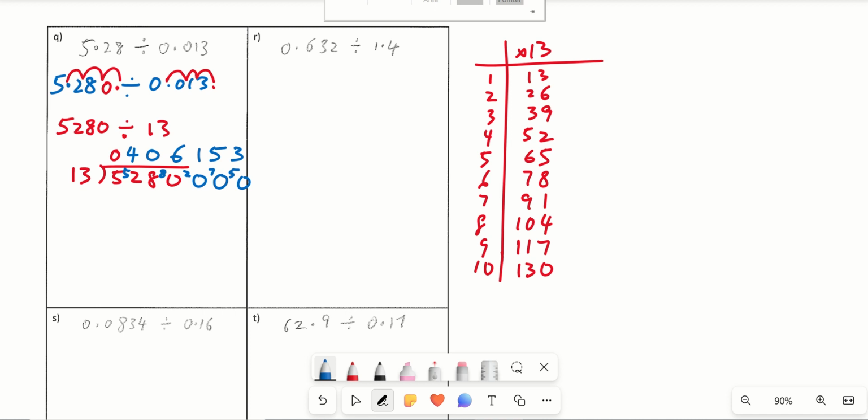So bearing in mind that 5,280 has a decimal point here, it means that the quotient will have the decimal point in the same position. That gives us 406.15. We just round it up to 2 decimal places. So it is approximately 406.15. Right? We'll jump to T.